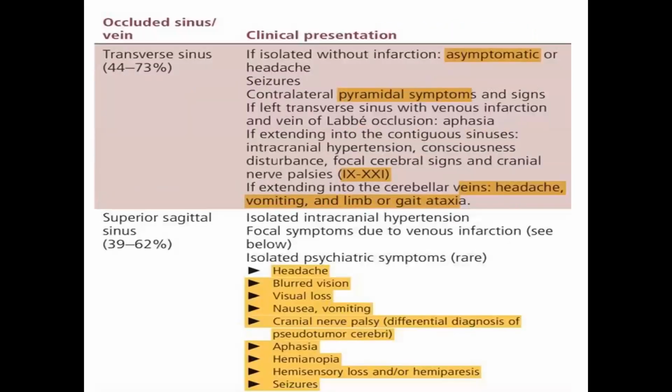If the transverse sinus is involved, it will lead to pyramidal symptoms, and sometimes if it extends into the jugular vein, it will lead to lower cranial nerve palsies also. And involvement of the superior sagittal sinus will lead to raised ICT features, focal deficits, cranial nerve palsies, aphasias, hemianopias, and hemisensory loss due to involvement of the cortex.